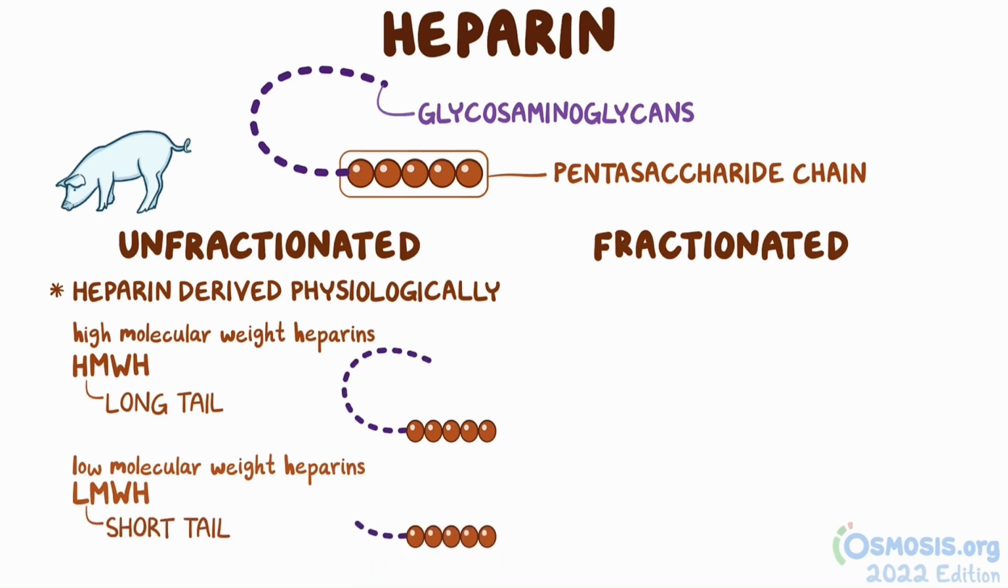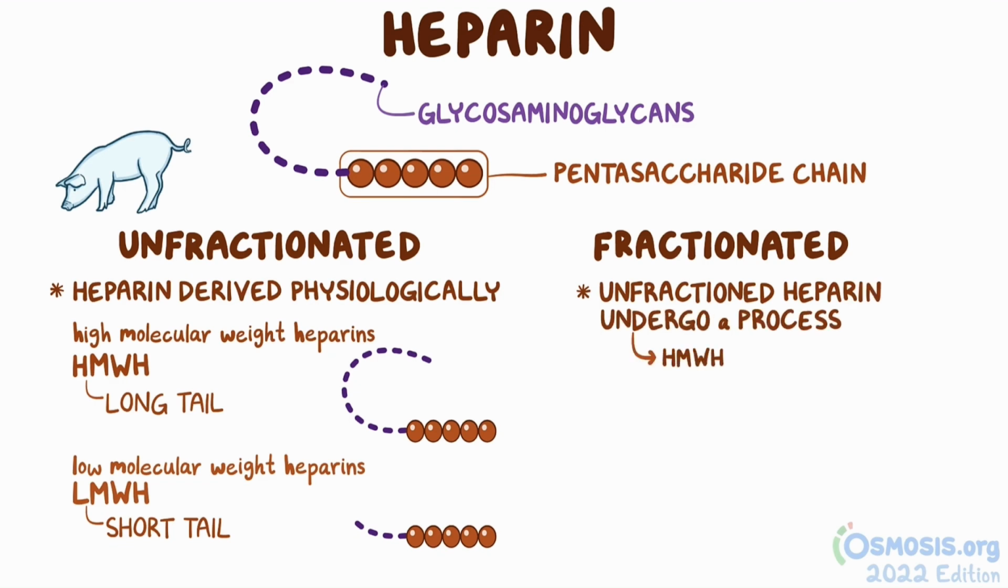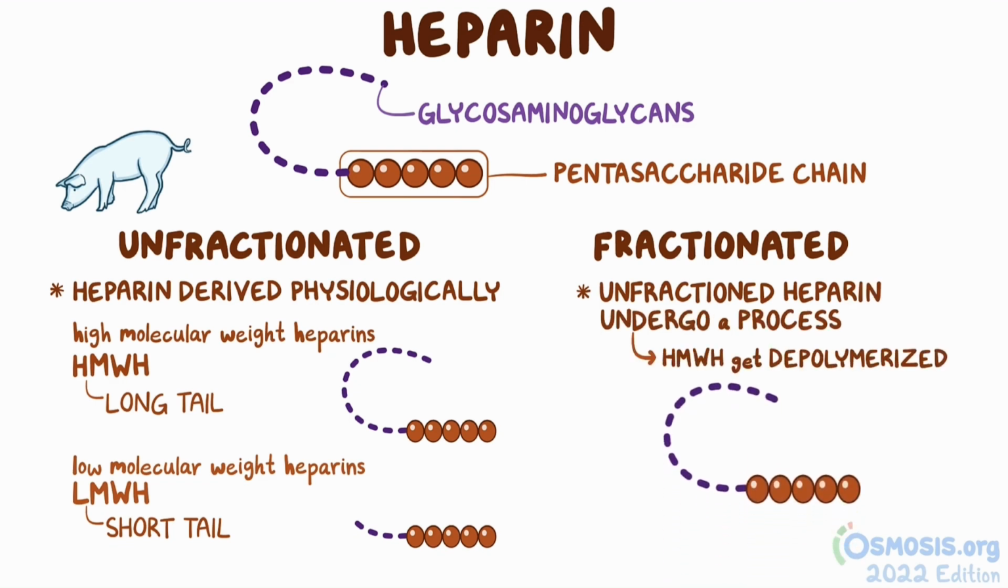Fractionated heparin is created when unfractionated heparin undergoes a process where the HMWH gets depolymerized, meaning part of their tail gets chopped off, so it only consists of LMWH. The length of the tail is crucial for the function of these two types of heparin.